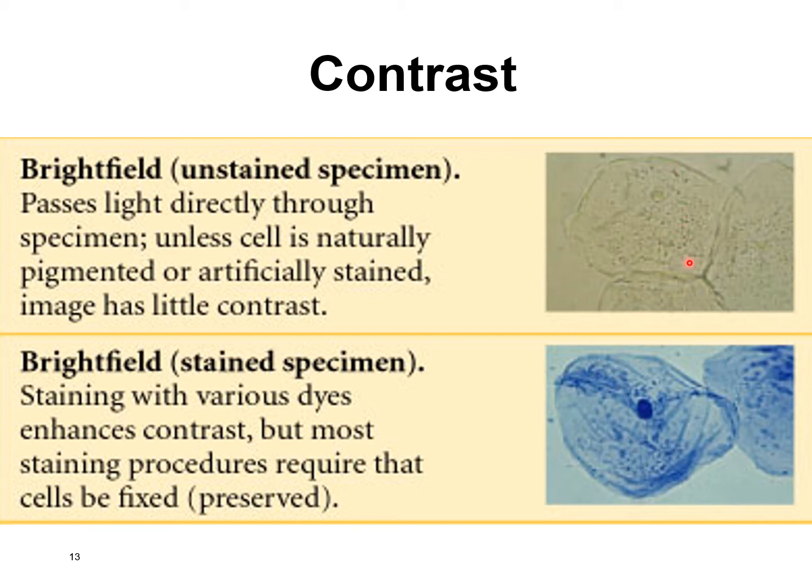So you really can't see the differences between the parts in the cell, and so things don't really stand out. But if you stain the cell, that increases the contrast and allows you to pick the different parts out of the cell, and so now you can really see the contrast with the nucleus between the other parts of the cell here. Okay, so that's contrast.